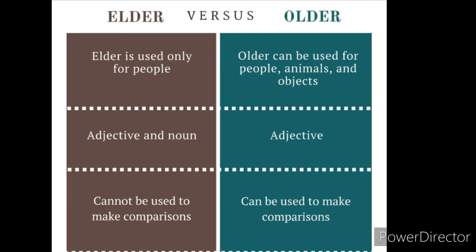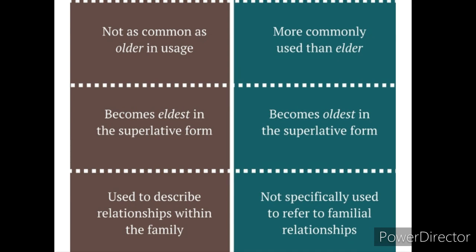Use of elder and older. Elder is used only for people, whereas older can be used with people, animals and objects. Elder can be used as an adjective as well as a noun. Older can be used only as an adjective. We cannot make a comparative degree with elder but older can be used to make comparisons. Elder is not as common in use as older.